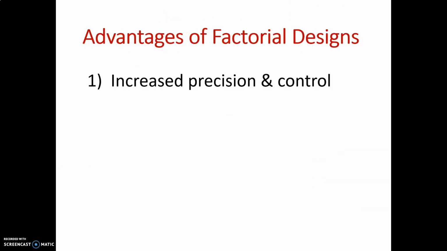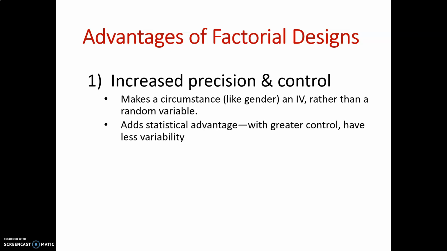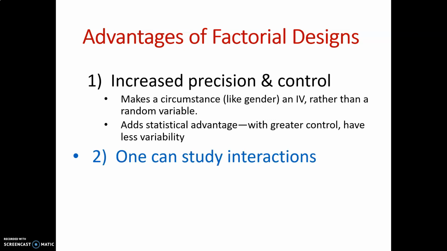Advantages of factorial designs? Well, first off, they give us increased precision and control. We reduce some of the unsystematic variability across individuals, so we get a little more confident that the variables we're looking at are actually leading to some kind of cause or prediction for our dependent variable. It makes a circumstance like gender, which might just be sort of haphazard across our subjects, become an independent variable rather than something random. So this adds some statistical advantage too. With greater control, we have less of that unsystematic variability, and we are more likely to be able to pick up on a real effect.